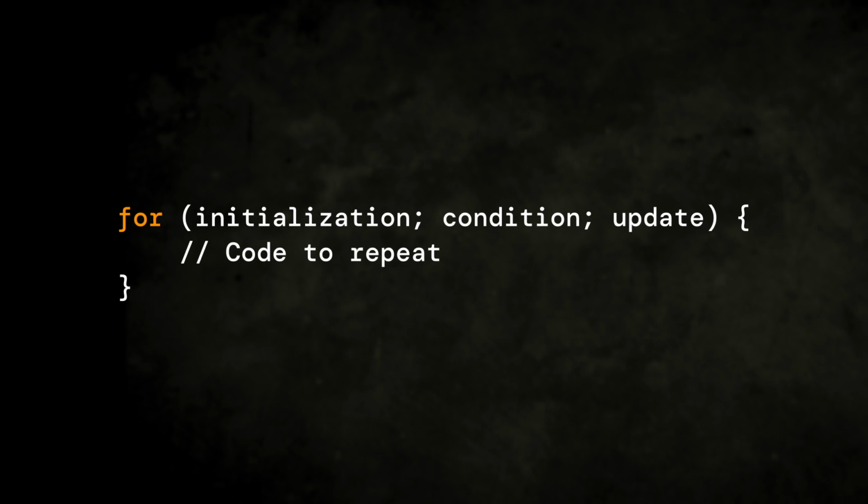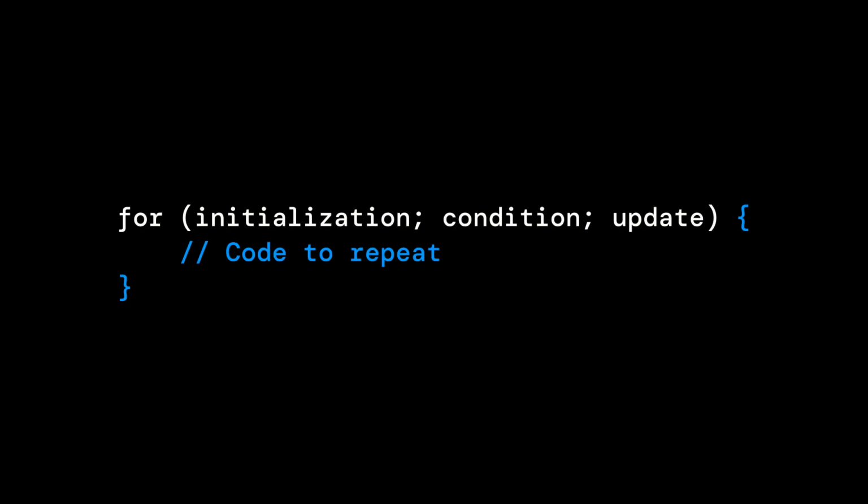A for loop starts with the keyword for. Then it has 3 important expressions inside its parentheses. The first expression, initialization, sets the starting value. The second expression is a condition. The loop continues while this condition is true. The third expression updates the value after each iteration. An iteration means one complete execution of the loop body.